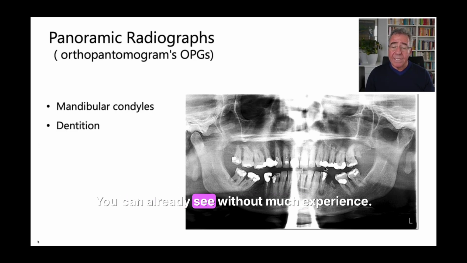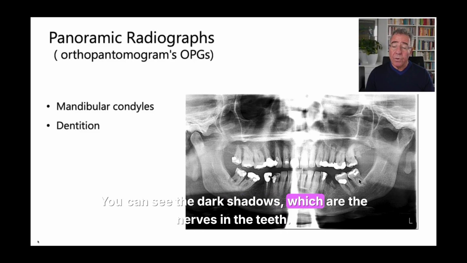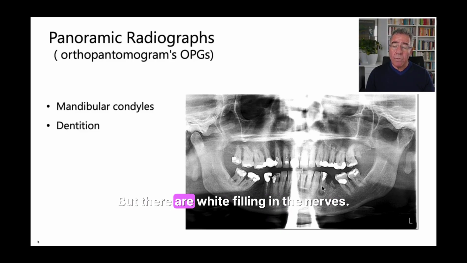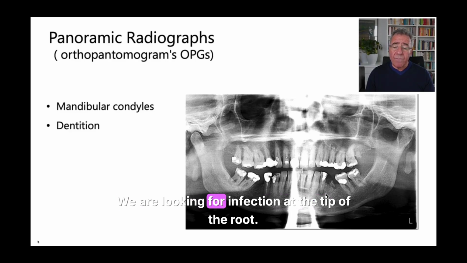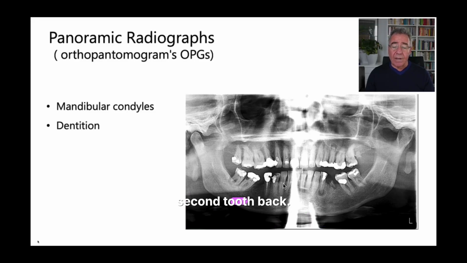You can already see, without much experience, a lot of white, which tells us there are fillings. You can see the dark shadows, which are the nerves in the teeth, but there are white fillings in the nerves. These are root canal treatments. We are looking for infection at the tip of the root. You see how here in this tooth, this would be tooth number 42, lower right quadrant, second tooth back. There's no shadow at the tip of the root, and yet there's a shadow here.